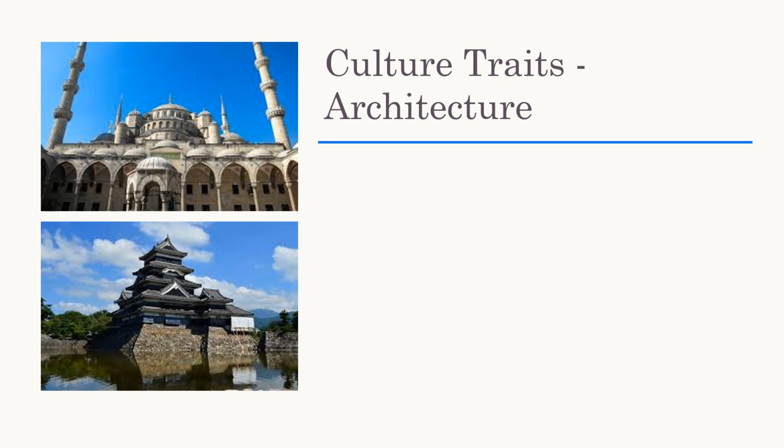Cultural traits for architecture. When we think about architecture, it's the building and construction of buildings, whether those are holy places, houses that people are living in, businesses, whatever the case may be. All of those are architectural forms. The most common building materials globally are brick and lumber.